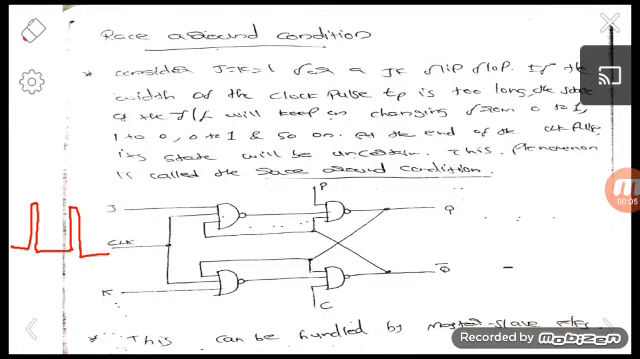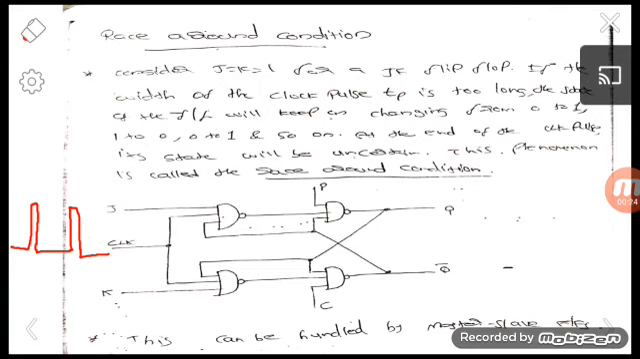Today in this lecture, we are going to learn the race around condition and the master slave JK flip flop. What is a race around condition? It is a commonly asked question in university question papers. So consider a JK flip flop.